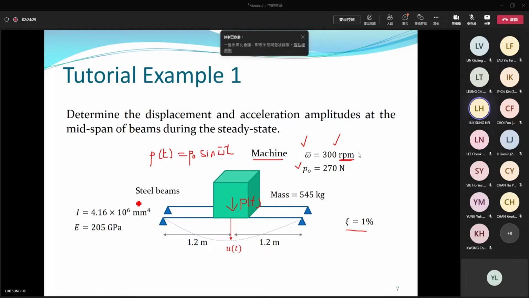For the steel beam, the elastic modulus is 205 GPa. The moment of inertia of one steel beam is this big number, and the total length is 2.4 meters. But the machine is located at the middle. So you know the geometry, and you know the properties of the loading. What are we going to do? We are going to determine the displacement and acceleration amplitude at the midspan of the beam at steady state.